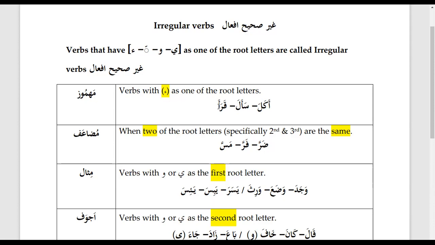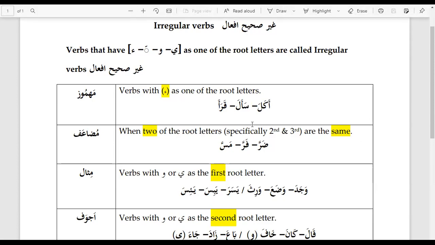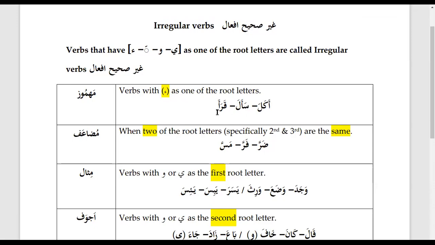I would recommend memorizing the names of these terms as well, because inshallah our target is to learn Arabic and we need to know what they are. Because when you read books, any other book, you will find the word mahmuz there, and mudaf and mithal. So it would be like, what are these? Because if we don't know about them. So the hamza can be the first root letter or the second root letter or the third root letter.